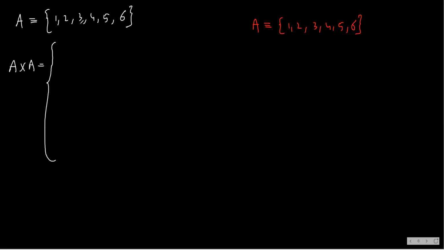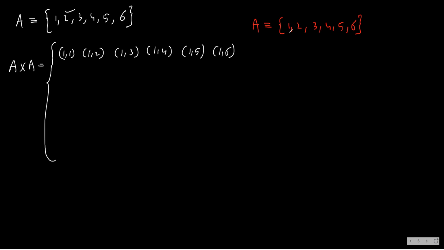Normally you have one set A and the other set B, then you take the first component from A and the second component of the ordered pair from B. But here it is A cross A. So how would it be? It would be this way: 1, 1, 1, 2, 1, 3, 1, 4, 1, 5, 1, 6.